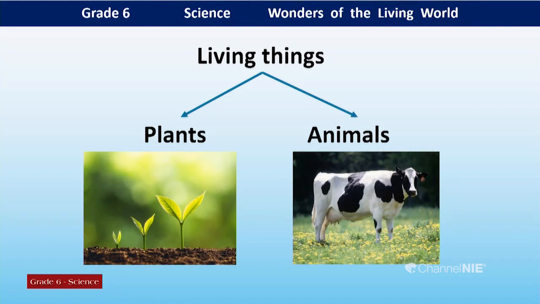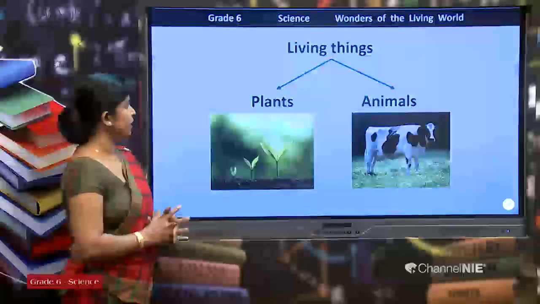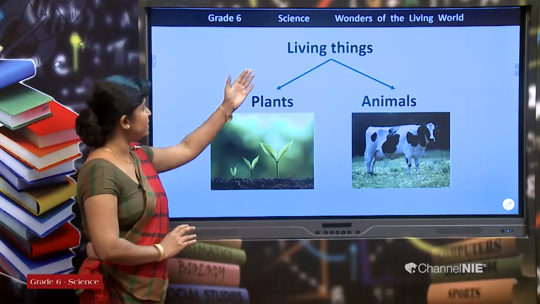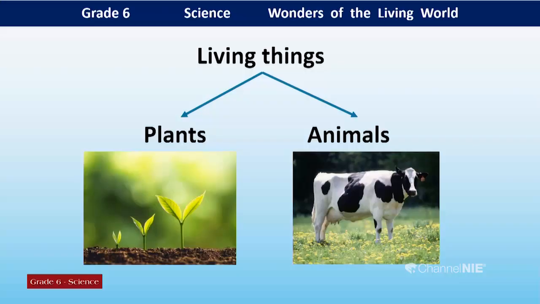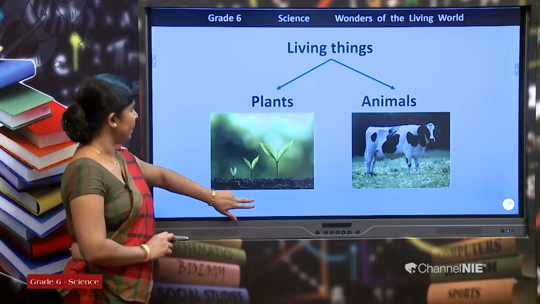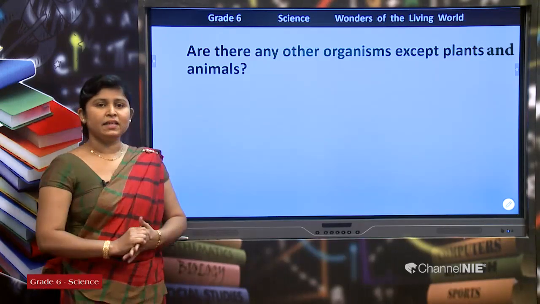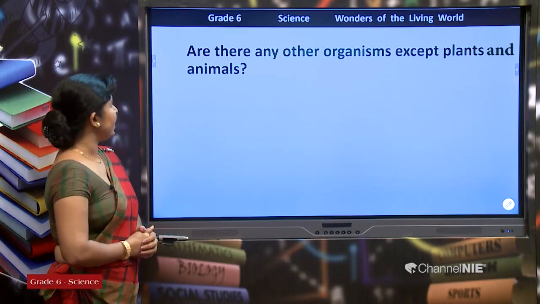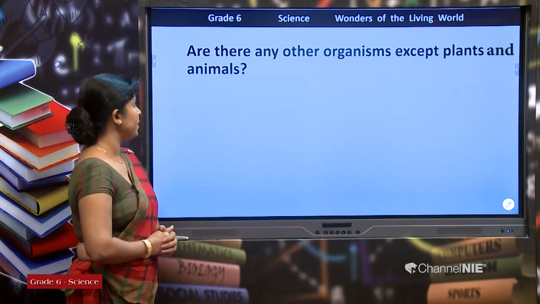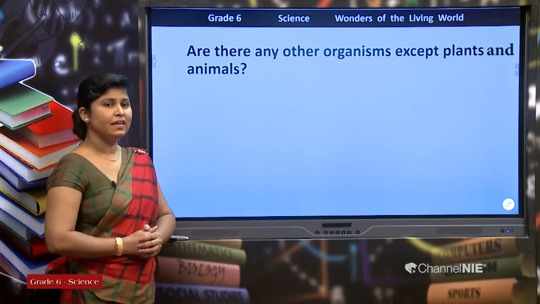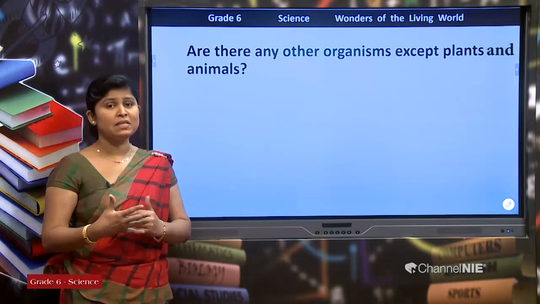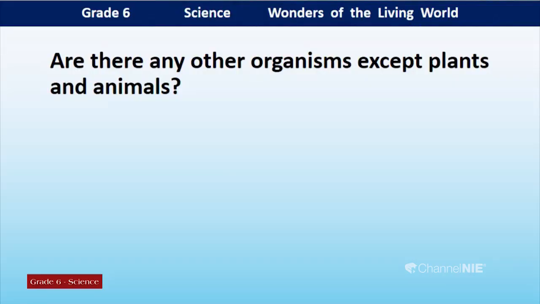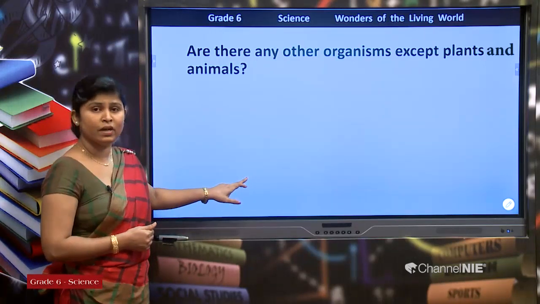Right. Look at the diagram given on the screen. What I taught you is well summarized on the screen in this way. Living things can be divided as plants and animals. Yes. Here is a question. Let us read the question first. Are there any other organisms except plants and animals? In our environment, the plants and animals are living together. Are there any other organisms except plants and animals? Yes, there are. What is that kind of organisms? We will see.